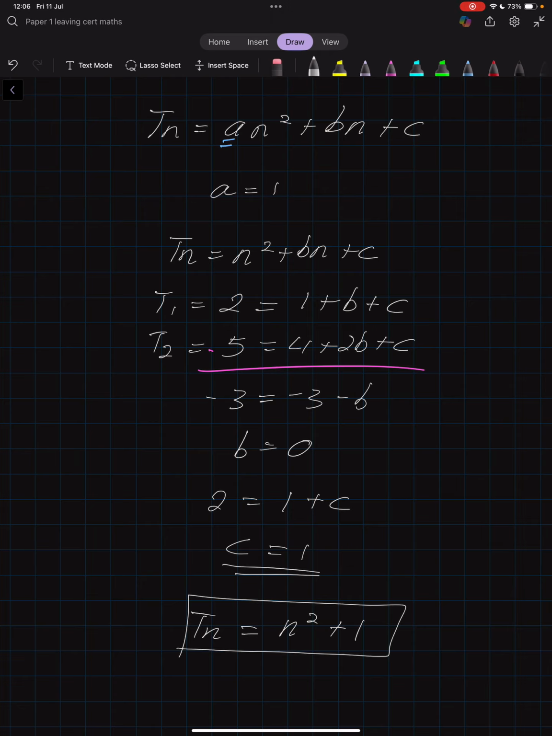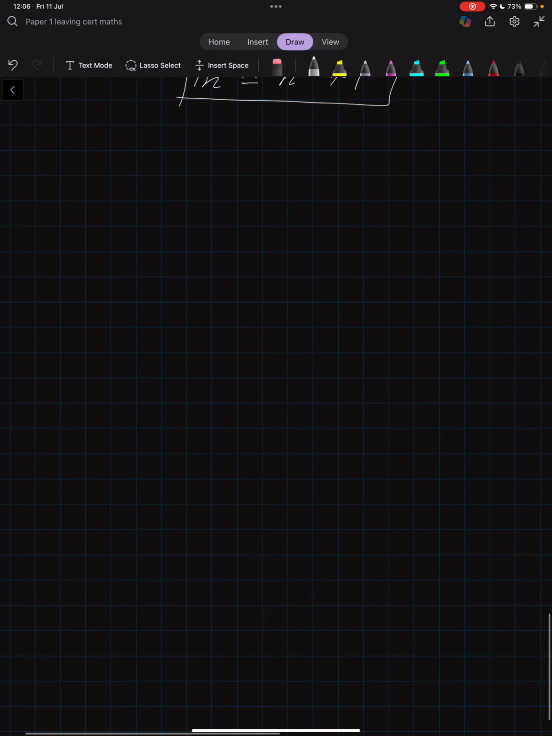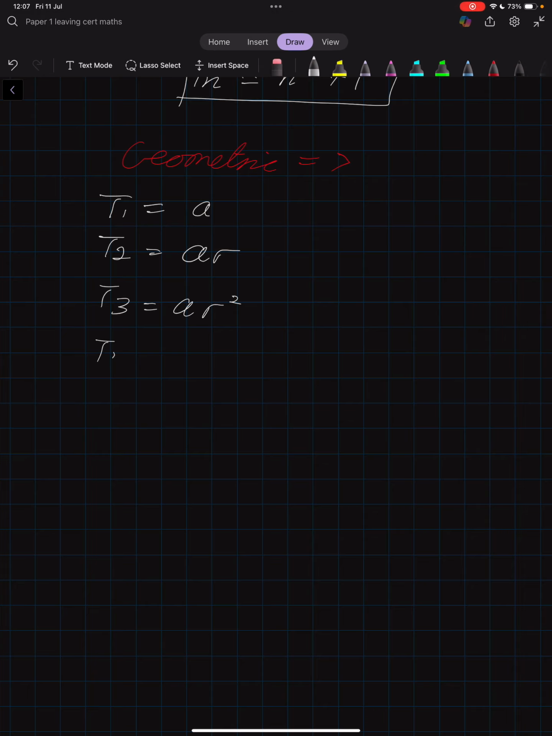geometric. So I'll give this its own section because this is the most common, and I will rely on it in the next section to prove one of the formulas. So geometric is basically when T1 is equal to a, T2 is equal to a times r, T3 is equal to a r squared, T4 is equal to a r cubed, and Tn is equal to a r to the n minus 1.